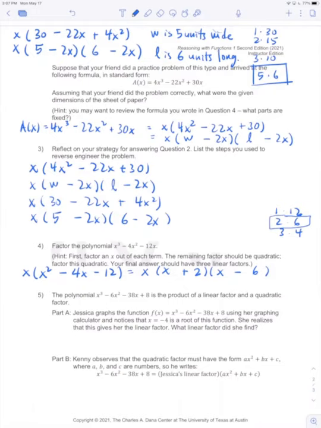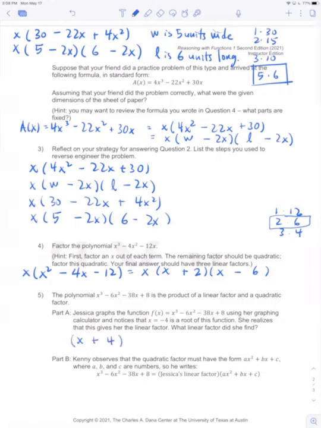Part 5. The polynomial x cubed minus 6x squared minus 38x plus 8 is the product of a linear factor and a quadratic factor. Part A. Jessica graphs the function f of x equals x cubed minus 6x squared minus 38x plus 8 using her graphing calculator and notices that x equals negative 4 is a root of this function. She realizes that this gives her the linear factor. What linear factor did she find? Well, if the root was x equals negative 4, the linear factor is going to be x plus 4. We can even write it in parentheses there.